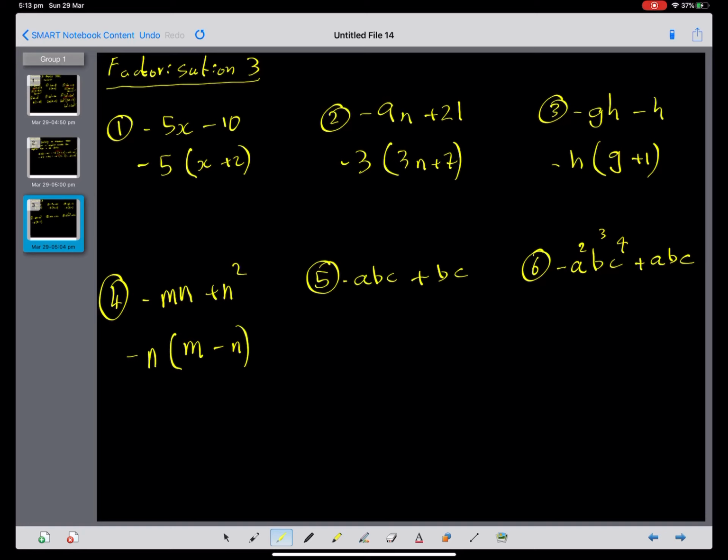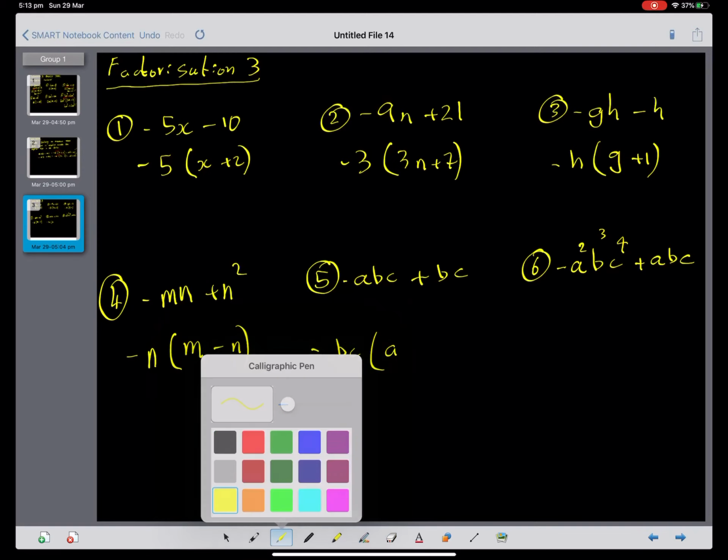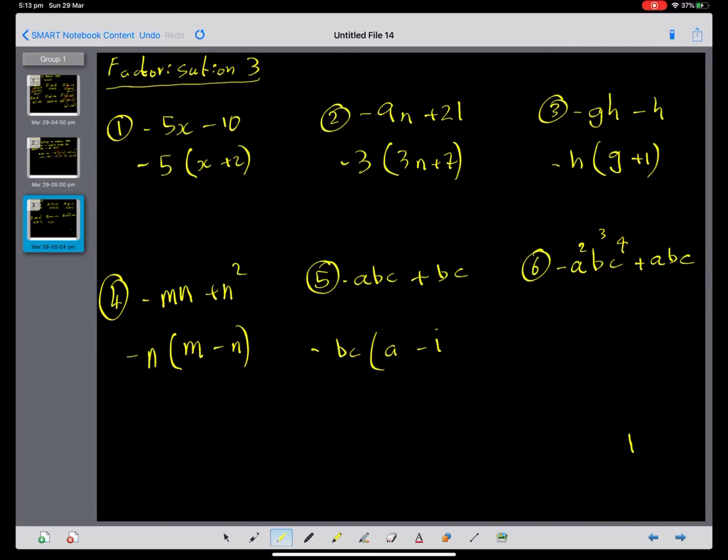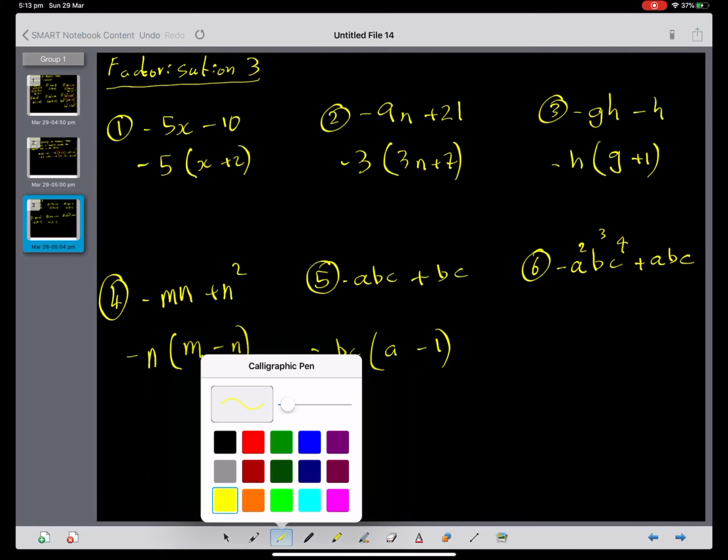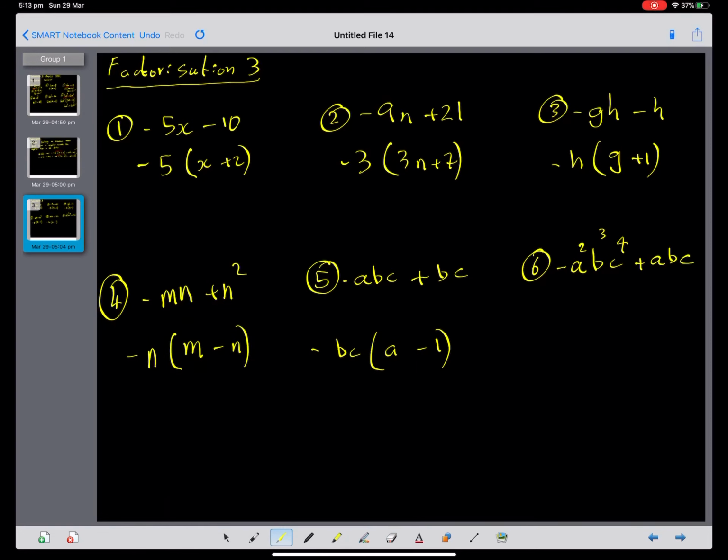Here we are going to take negative bc out to get a plus negative 1, and here we are going to take negative abc out to get ab squared c cubed, negative 1.